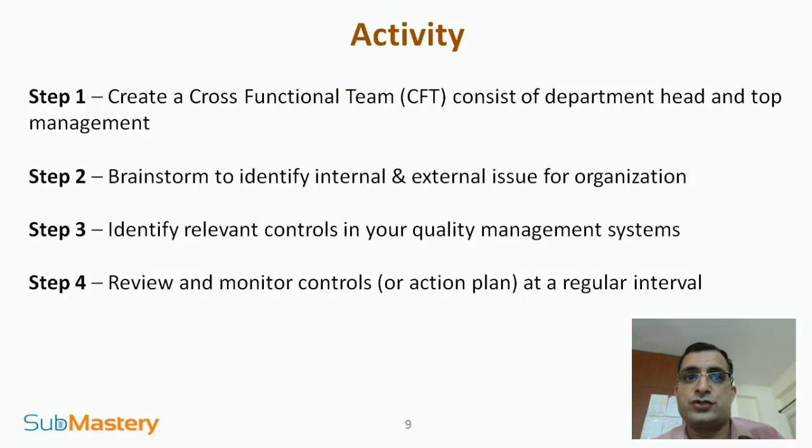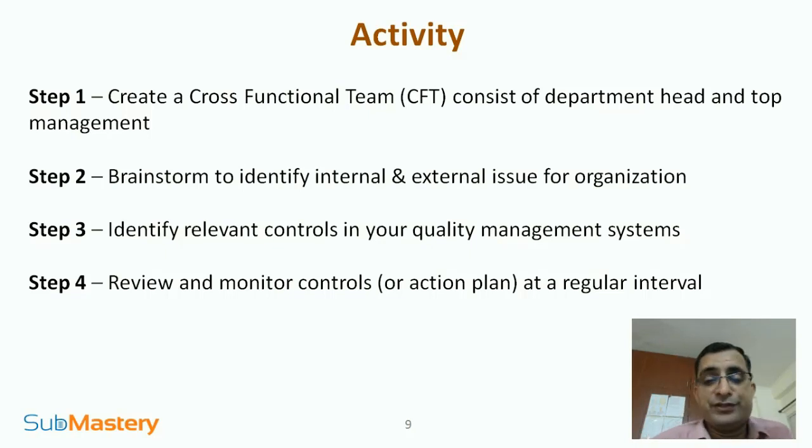Step 2 is to brainstorm and identify internal and external issues for your organization. Step 3, identify relevant control. How exactly are you going to control, in which part of your quality management system are you going to address those issues, and if there is some lacking in your quality management system, then it needs to be addressed. And step 4 is to review and monitor the control or action plan at regular intervals.